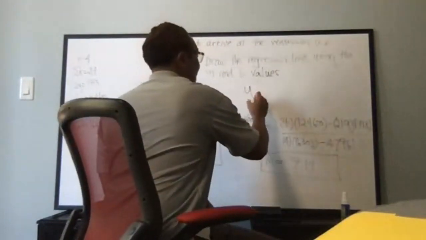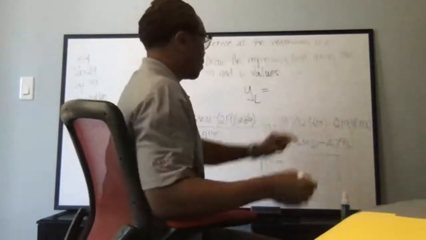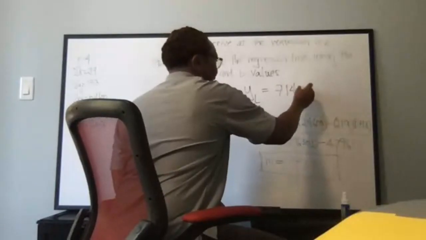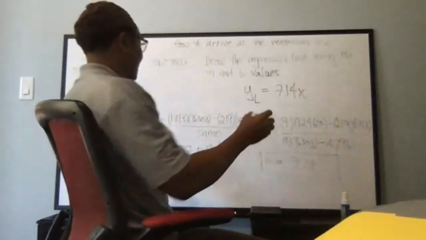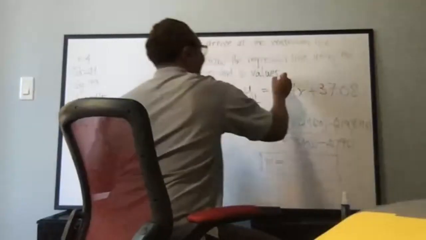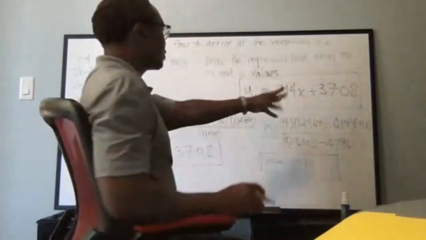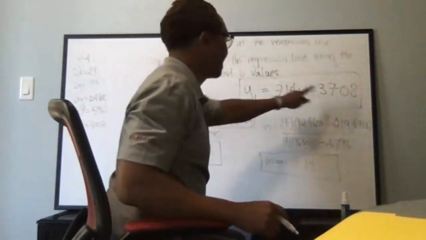So we're going to write this: y sub L equals, well, what is ordinarily mx plus b. Well, here's our m, 7.14x, and then what? Plus 37.08. There you go. You see that? So this is the equation of the regression line. Now it assumes that you found this correctly and that correctly.